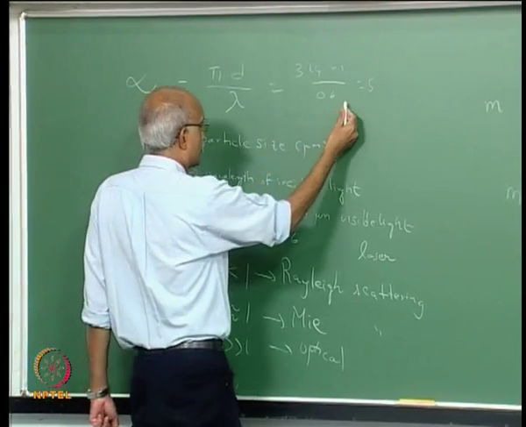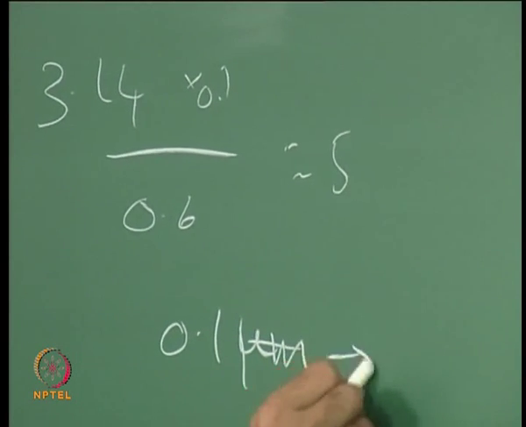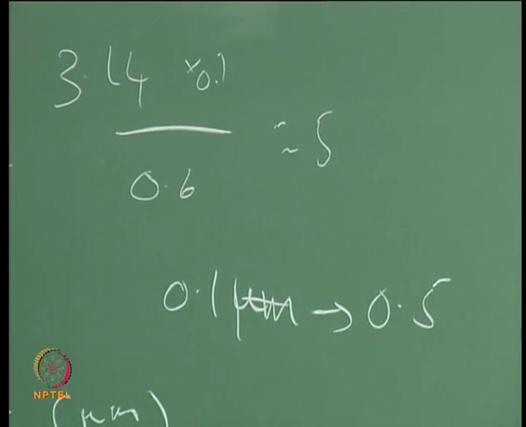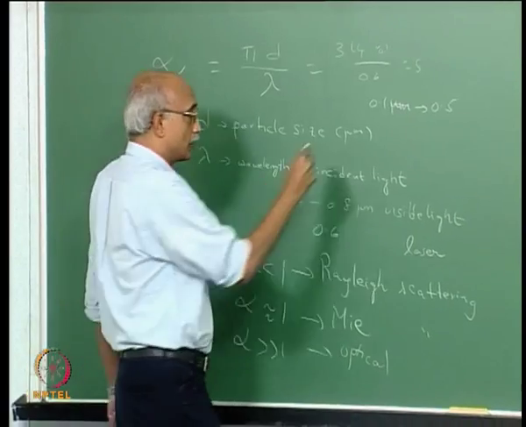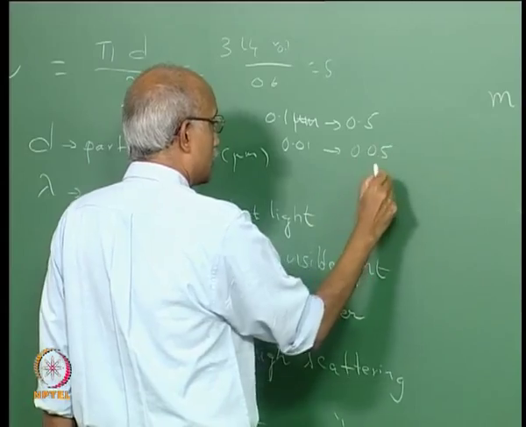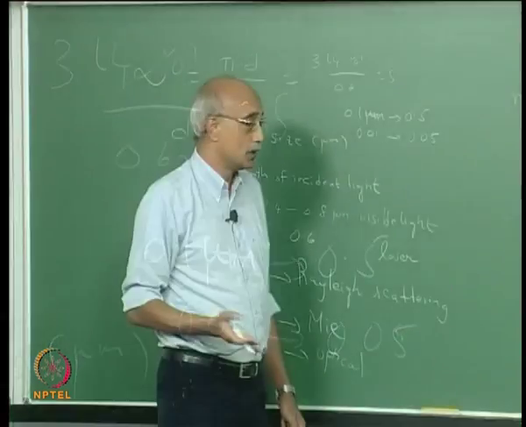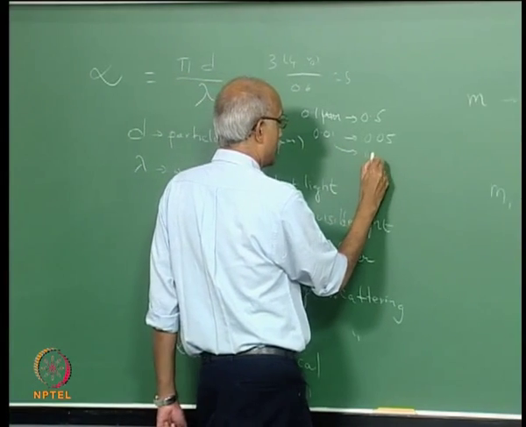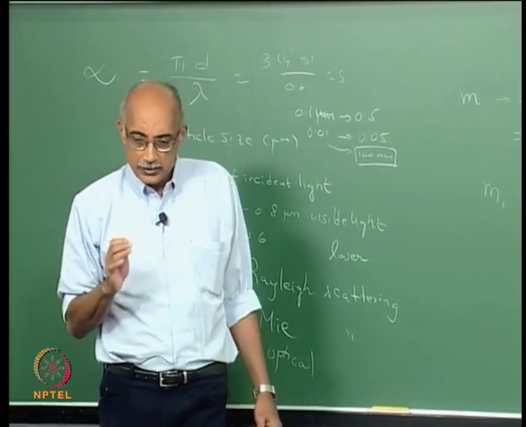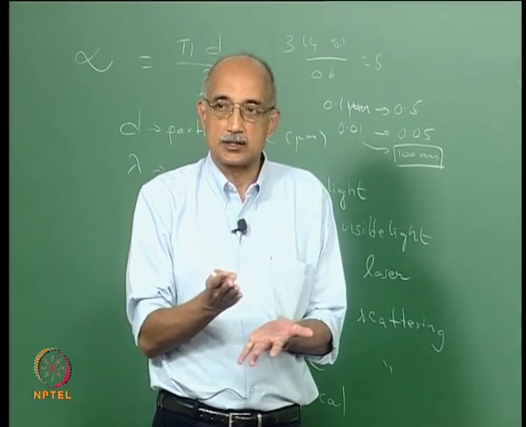A 0.1 micron size particle will then correspond to an alpha value of roughly 0.5, right? A 0.01 micron sized particle will correspond to 0.05 here, which is much smaller than 1. So now what does this correspond to? 100 nanometers. So the Rayleigh scattering regime in terms of actual numbers essentially starts where nano ends.